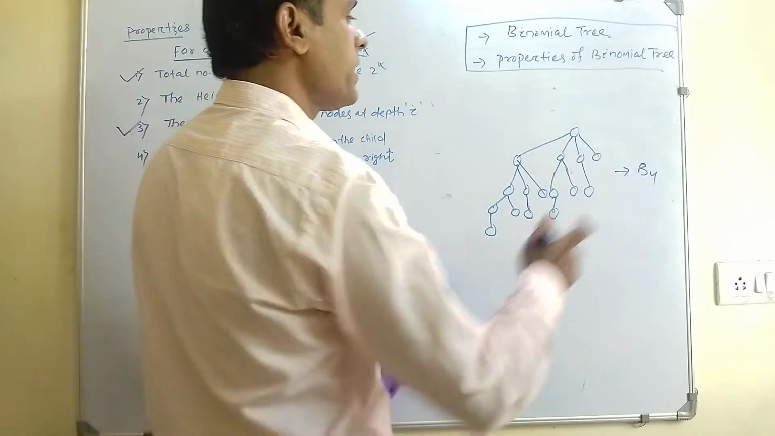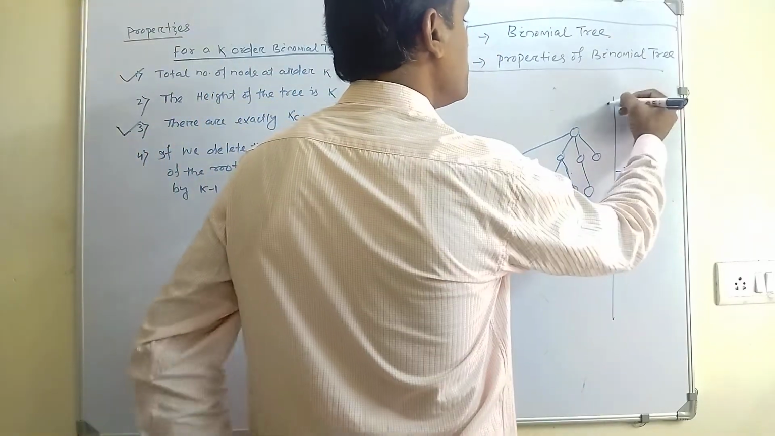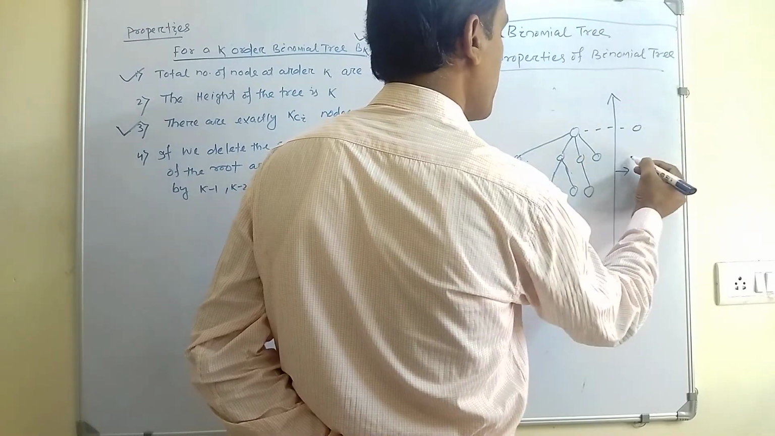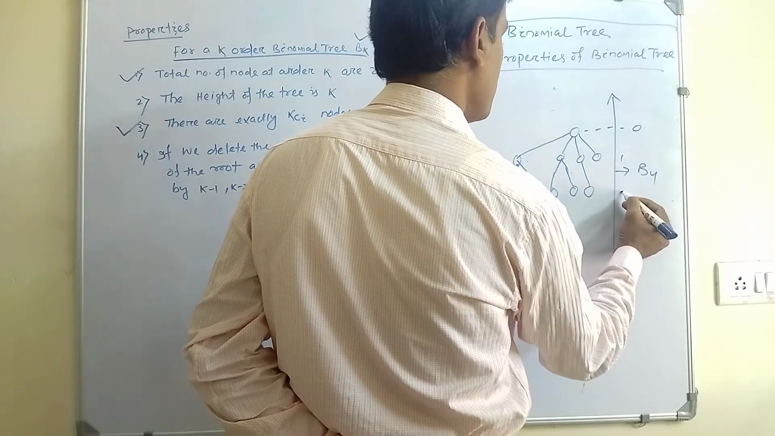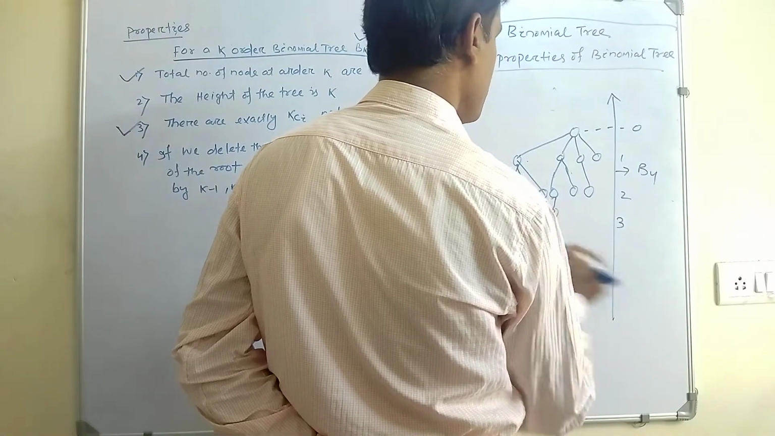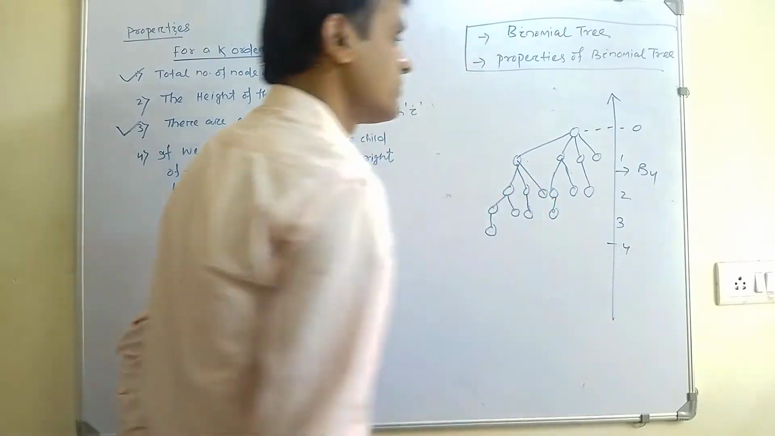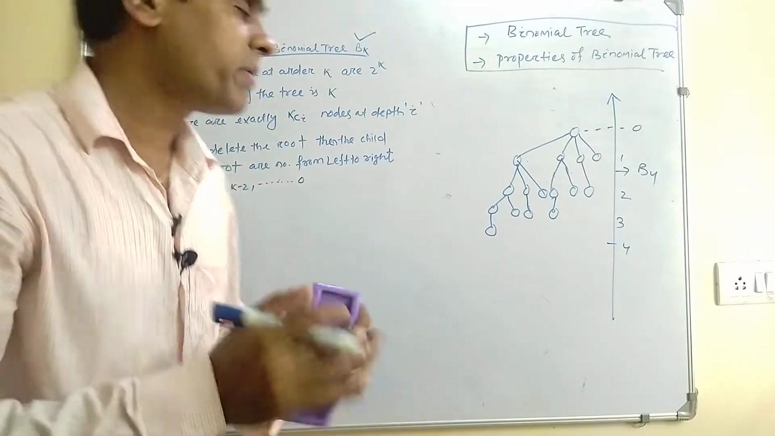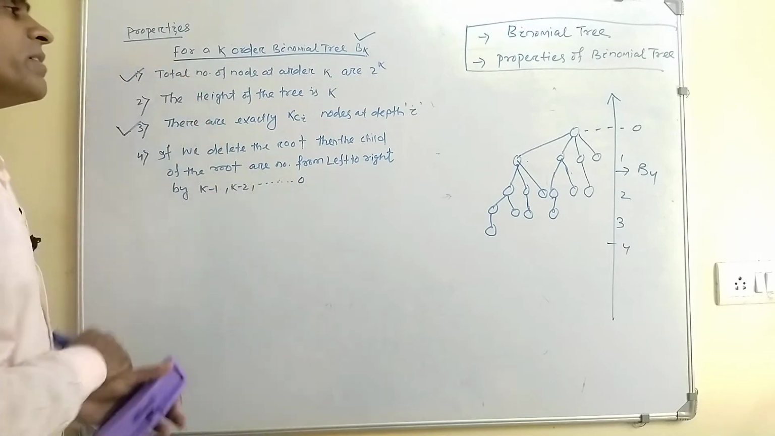Now this can be represented in the form of depth of the tree. This will be level 0, these are level 1, these are all level 2, these are at level 3, and these are at level 4 last. Now if you want to explain the properties of a binomial tree, there are 4 properties of a binomial tree.